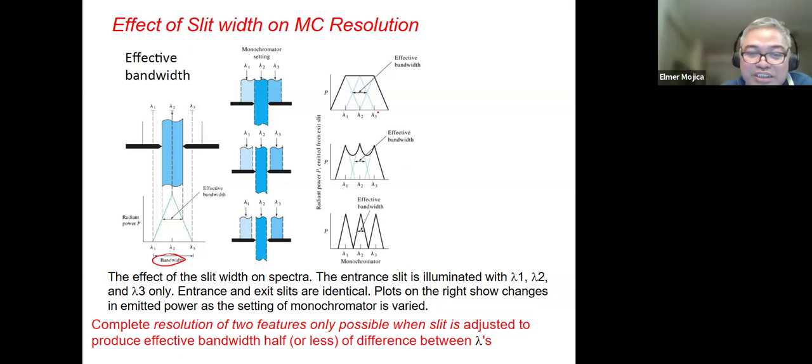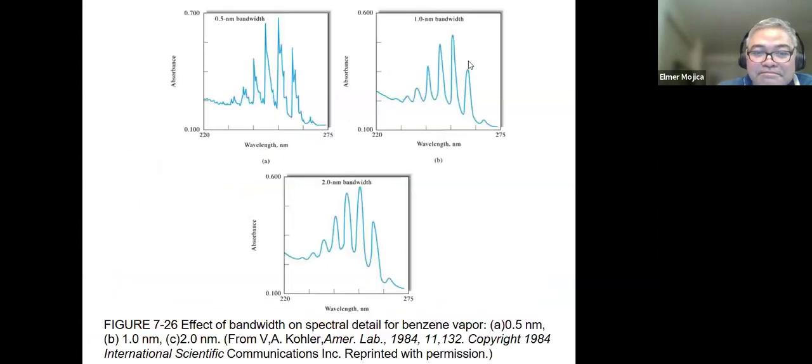So look at what happened here. This is much wider, and this one is much narrower. And how are they affected? You can look at it in terms of benzene. So look, 0.5, 1, 2. Look at what happened to the resolution.